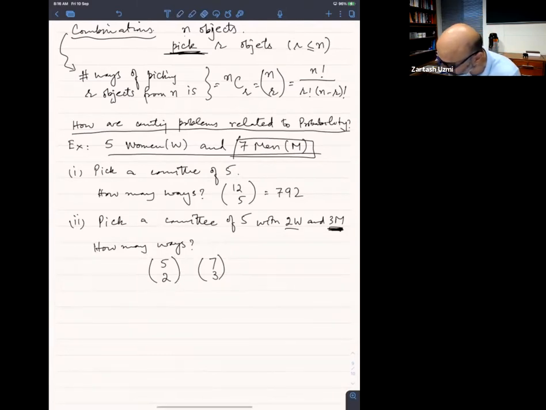The total number of outcomes is just their product. Basic counting principle है. And this number turns out to be 350.